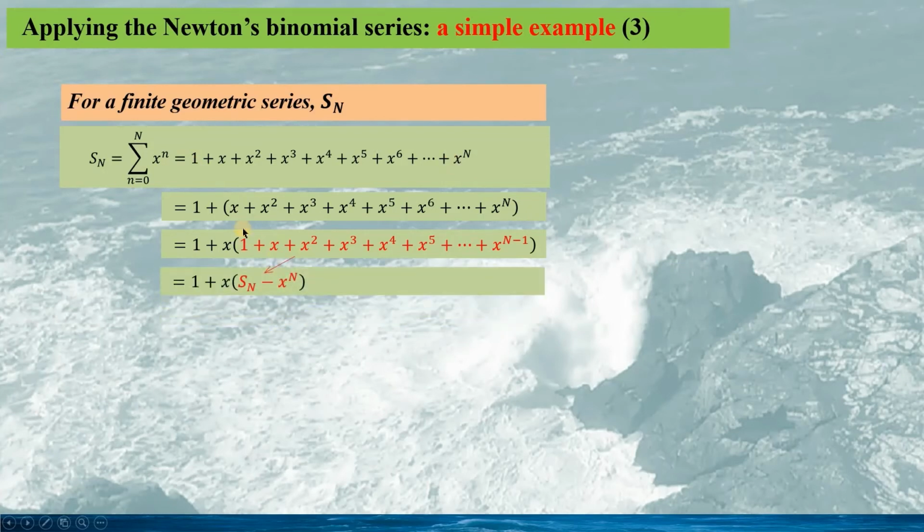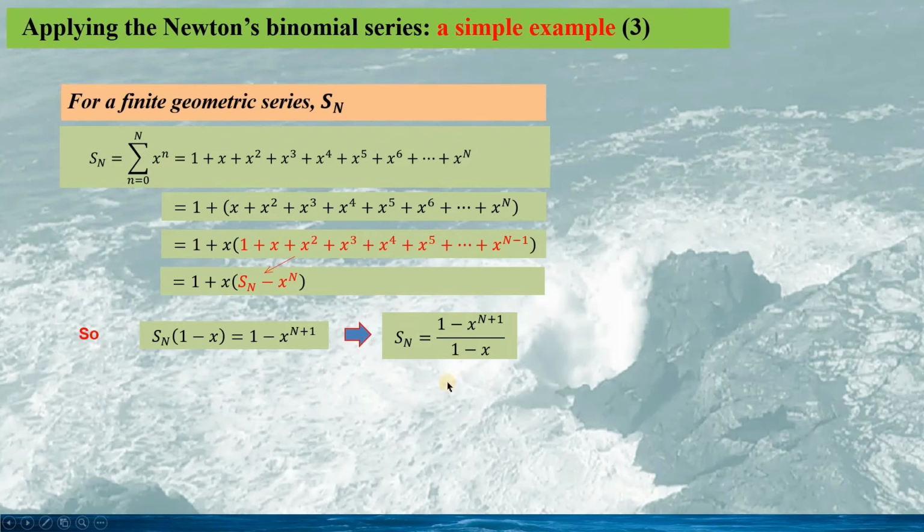And we see this series and this series, the only difference is the last term, x power of n. So we can express this new series as Sn minus x power of n, given as this. So we can build the equation for this finite series as this, and we solve the equation, we can obtain Sn given in this expression.